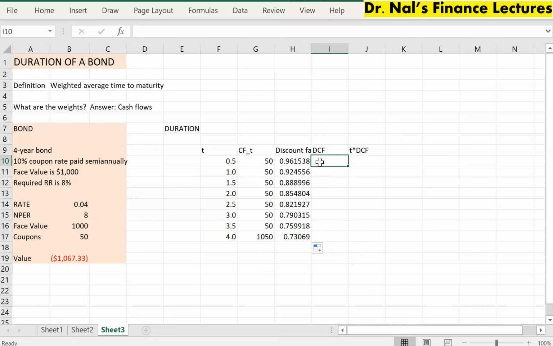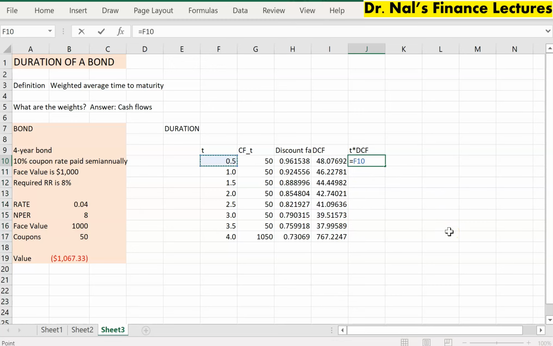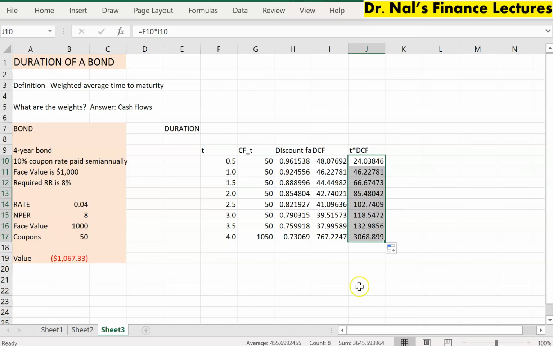The discounted cash flows will be just the product of this, the cash flow times the discount factor. Press enter and then double click this one too. Perfect. And lastly, because it's a weighted average, we need to multiply the time column with that discounted cash flow column. That's it. So double click this one. Awesome. At this step, I want to make two observations.